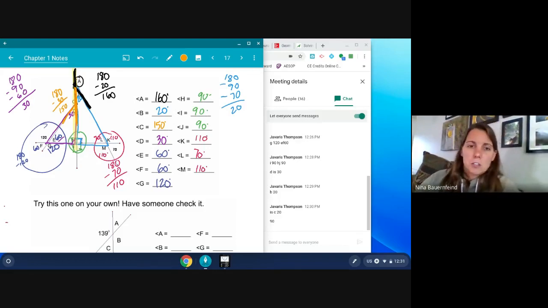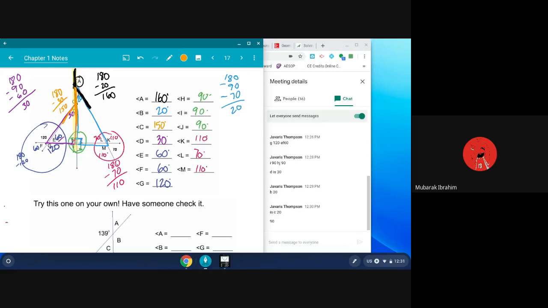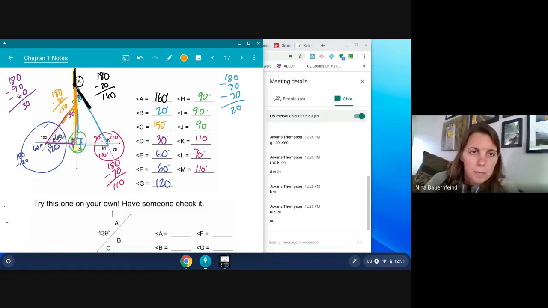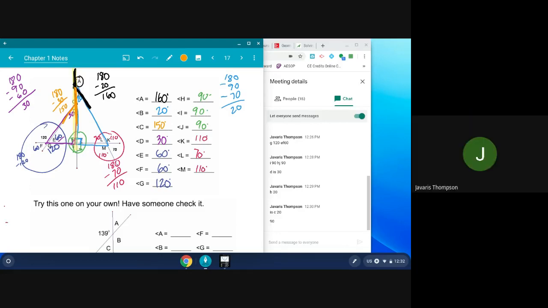But what questions do you have? Like, tell me the color, for example. How did you get 20 for the blue thing? B20. The blue 20, B20. So, Javaris, do you want to explain or do you want me to explain how you got 20? For the triangle? Yeah.